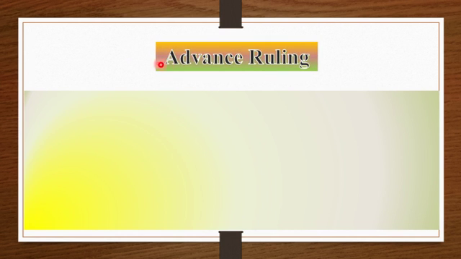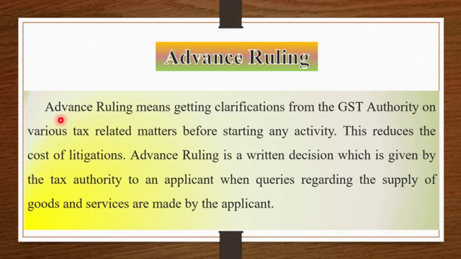Now, last point of GST procedure is advance ruling. See, advance ruling means getting clarifications from the GST authority on various tax related matters before starting any activity. This reduces the cost of litigations. Advance ruling is a written decision which is given by the tax authority to an applicant when queries regarding the supply of goods and services are made by the applicant.